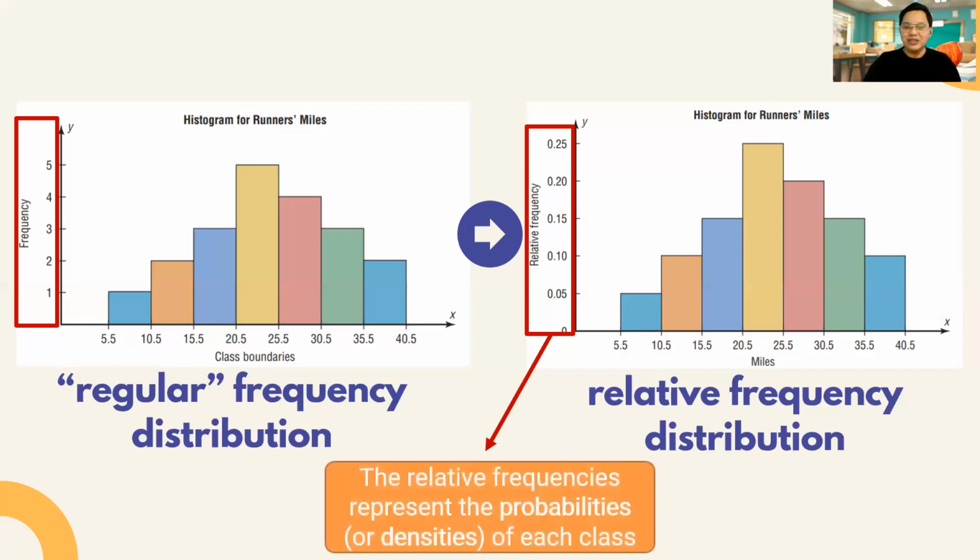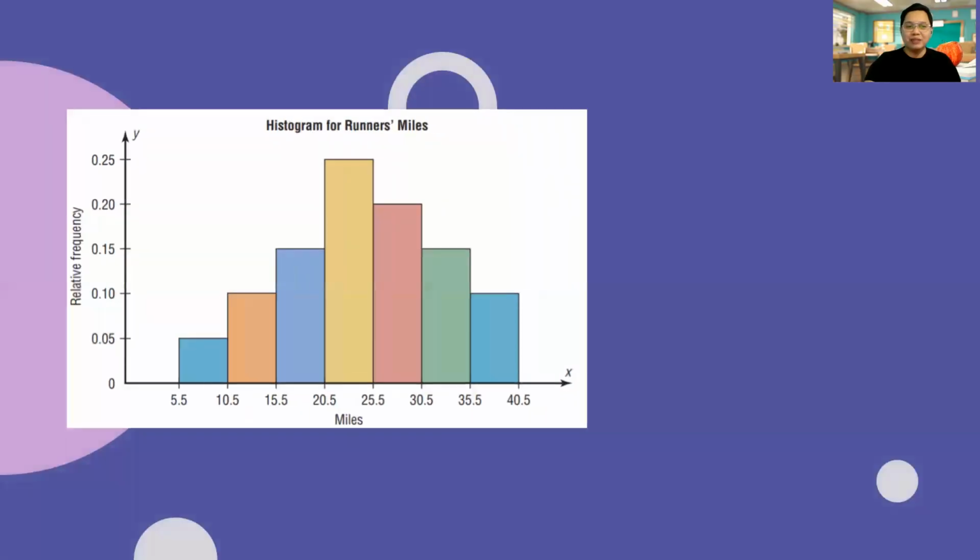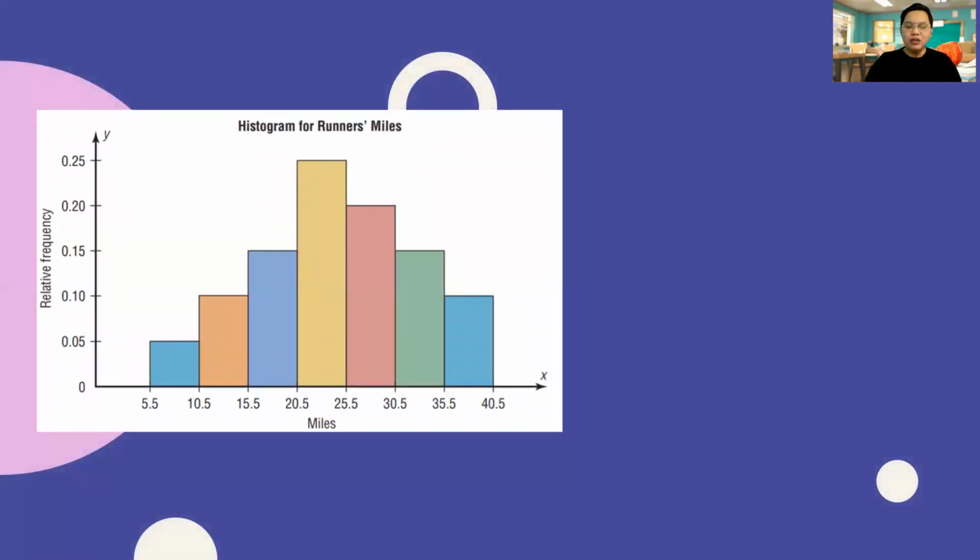So the relative frequencies, again, just to emphasize, they represent probabilities. And we also call them the densities of each class. Okay, so take note of that. Probabilities and densities, whenever we talk about them from the perspective of histograms, or at least in this lesson, we are pertaining to the same thing.